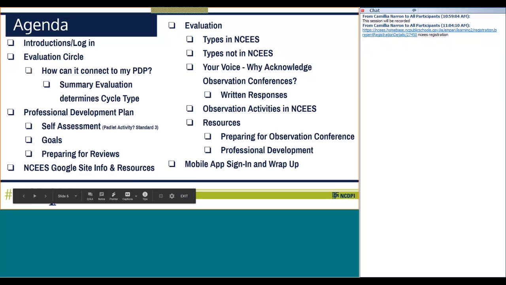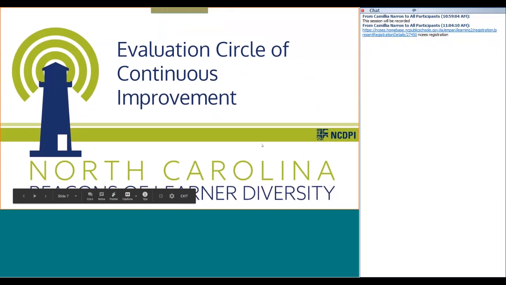Then we're going to take a look at your evaluation, the different types that are in NCEES. Why are some evaluations not in NCEES? What are those? Why should you acknowledge those observation conferences, those post-observation conferences you have with your evaluator? What is that response for? We're going to do those observation activities. Then we have some resources for you on how to prepare for observations and observation conferences. We're going to talk also about professional development, just a smidge. Then we'll give you a few minutes at the end to do that attendance so that you can sign in and scan your QR code and get your certificate.